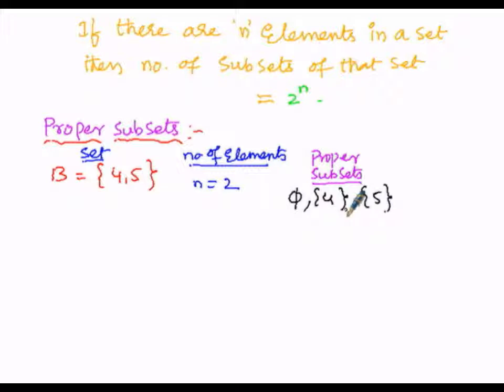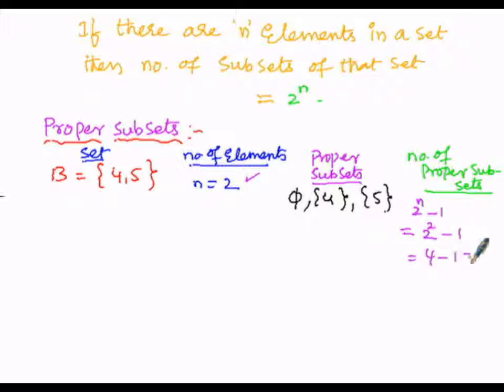So the number of proper subsets is given by the formula 2 to the power of n minus 1. Then that is equal to 2 to the power of 2 minus 1, that is equal to 2 squared, which is 4, minus 1, and 4 minus 1 is equal to 3. So there are 3 in number.